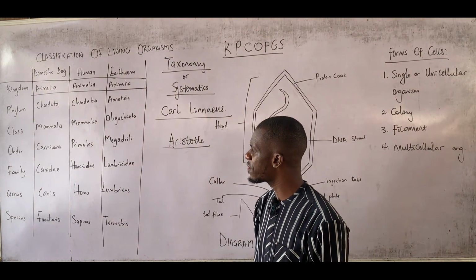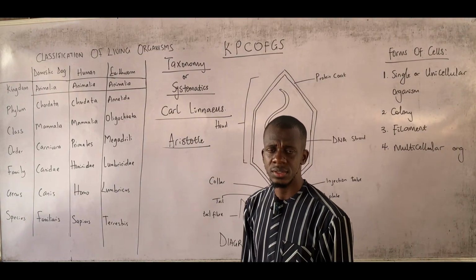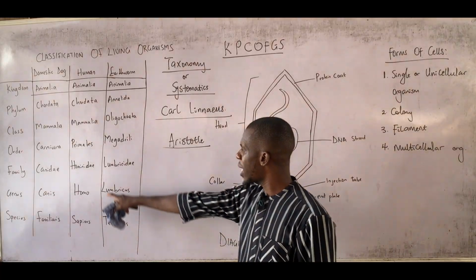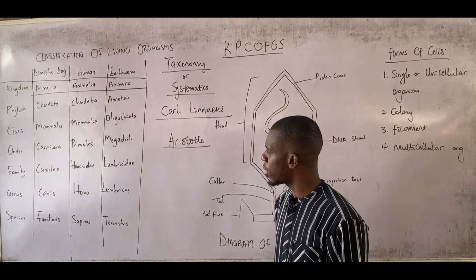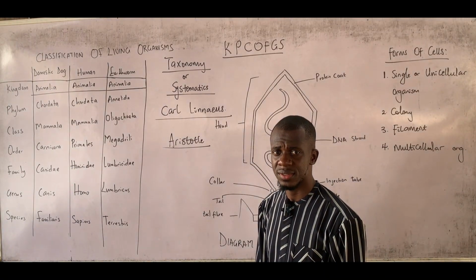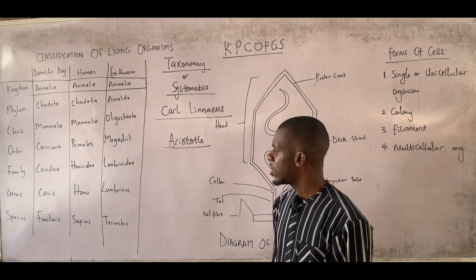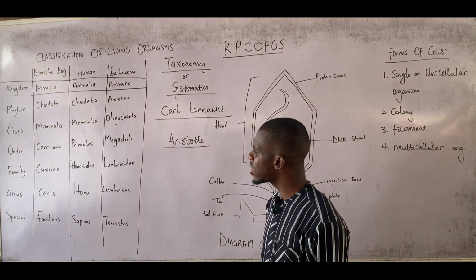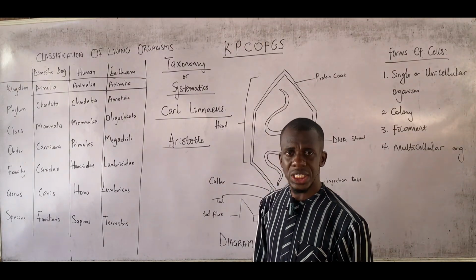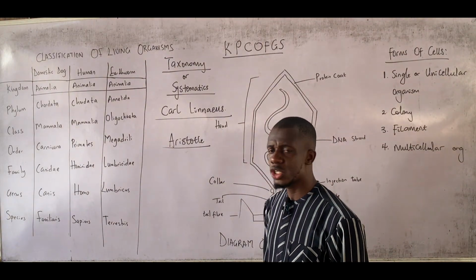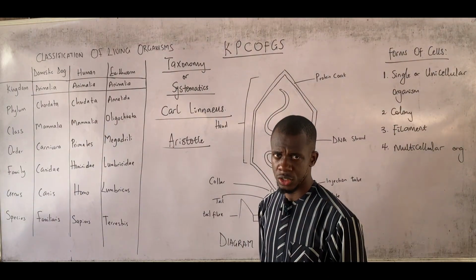When we journey further to the family, the domestic dog belongs to a family known as Canidae. Man belongs to a family known as Hominidae. And then the earthworm belongs to Lumbricidae. You see that now? When we journey further, we get to something called the genus. Under the genus, the domestic dog belongs to the genus Canis. Man belongs to the genus Homo, and the earthworm belongs to the genus Lumbricus.